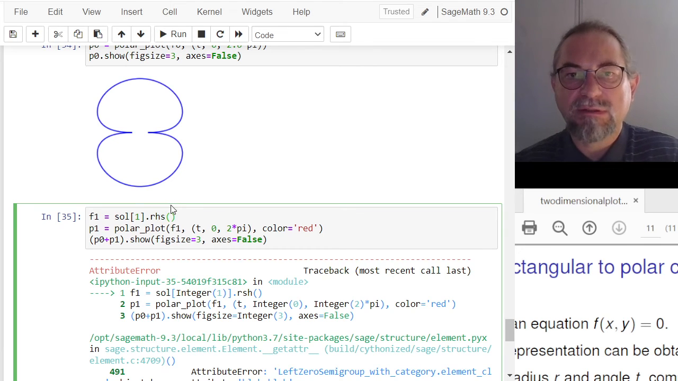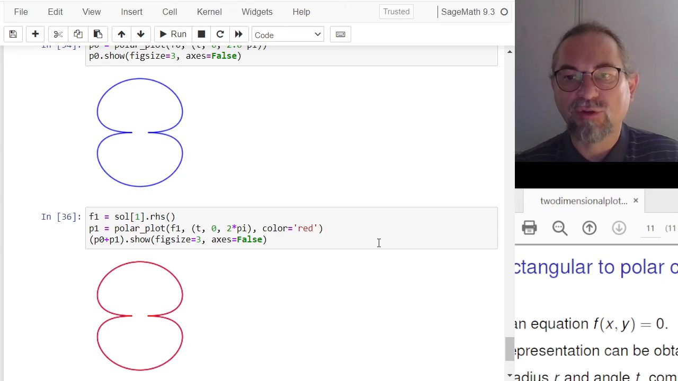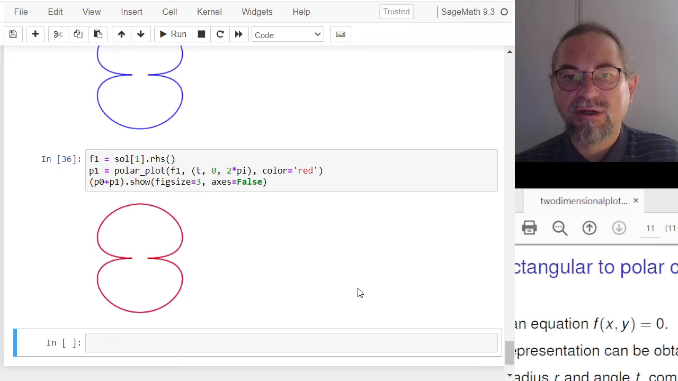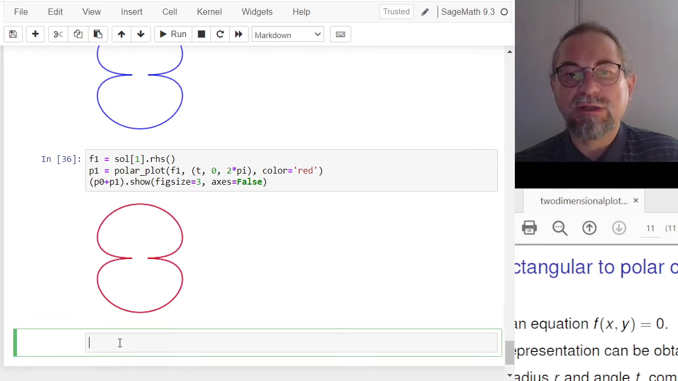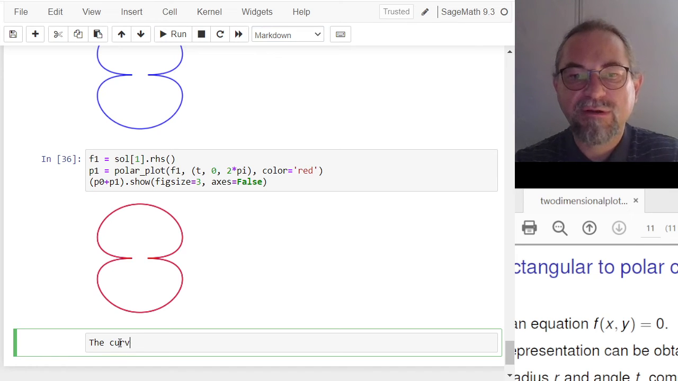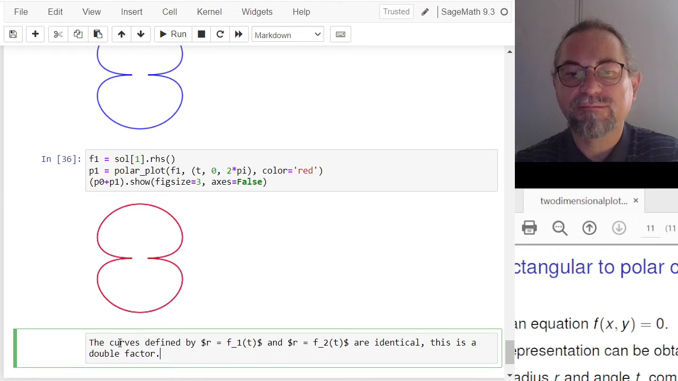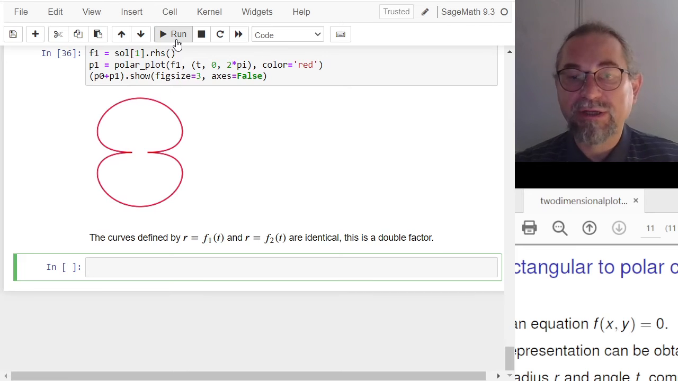Right hand side. If you want to do too much, it shows up as kind of a purplish color, which means that both curves are indistinguishable. So this shows the multiplicity. The curves defined by R F1 T and R F2 T are identical. So this is a double factor. This is another complication of this curve. So let me, for completeness, continue.